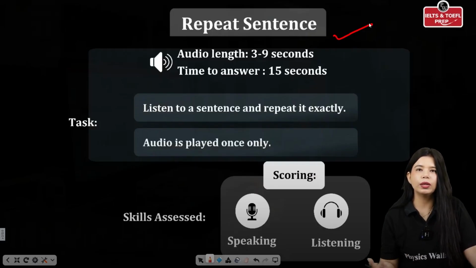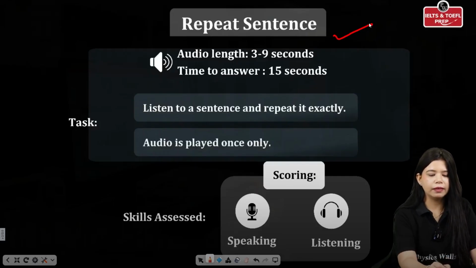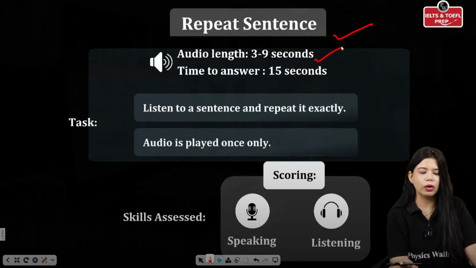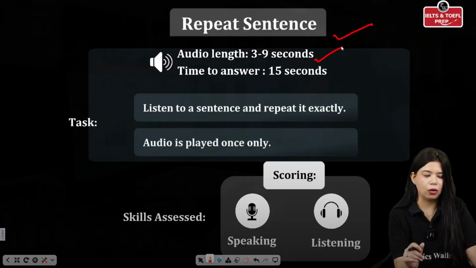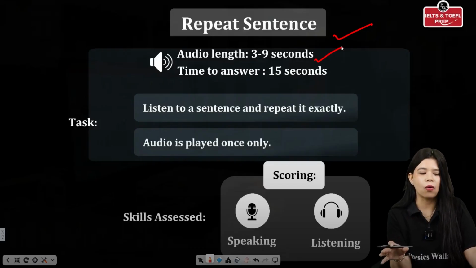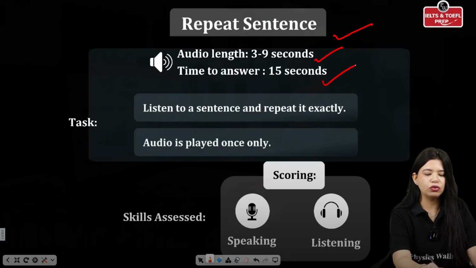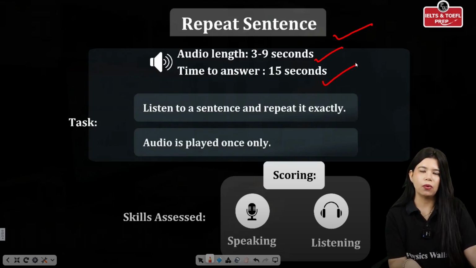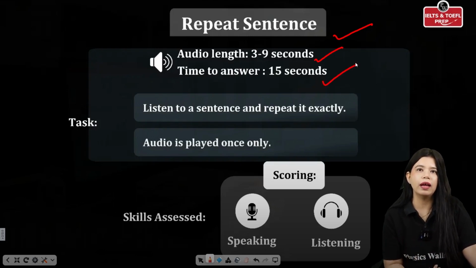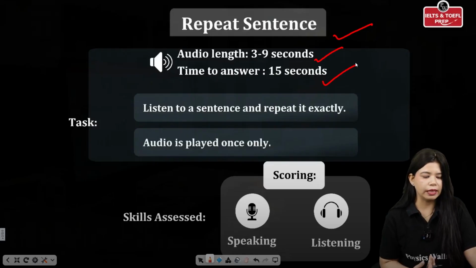So here an audio will be played and that audio length will be 3 to 9 seconds long. So it will not be a very lengthy audio. And then you have to just repeat whatever you heard in that audio. You have to repeat, and for that you will be given 15 seconds.